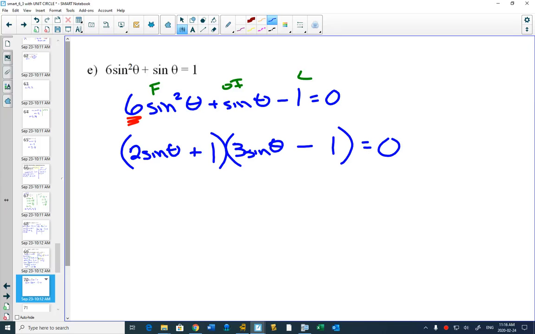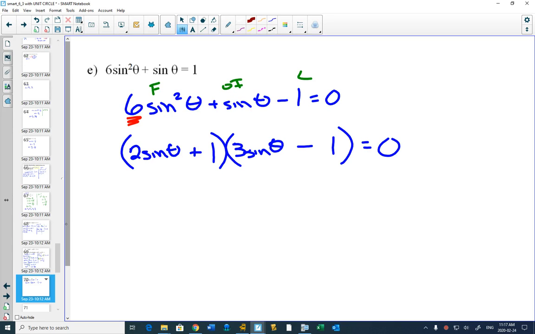Sometimes the best strategy for factoring is to write one that doesn't work down just to get you started. If you don't know how to factor it, try one that doesn't work, multiply it out, figure out, oh, that's why it didn't work. What else? What can I change? What can I manipulate? Aren't the one and the negative one supposed to add to positive, like the middle term?